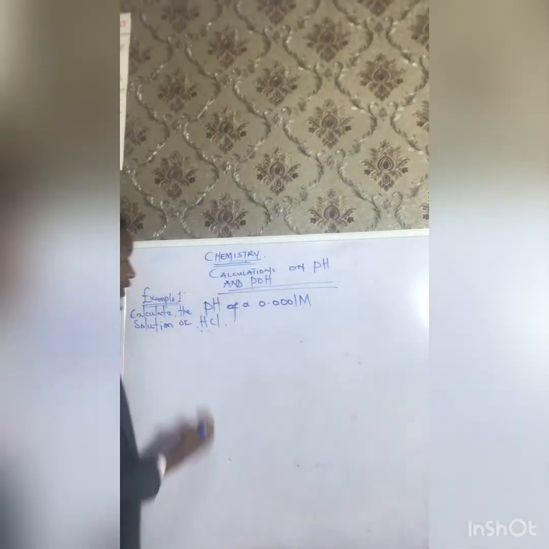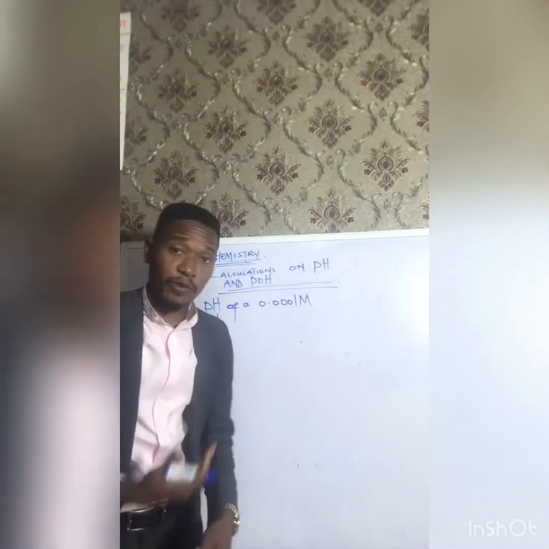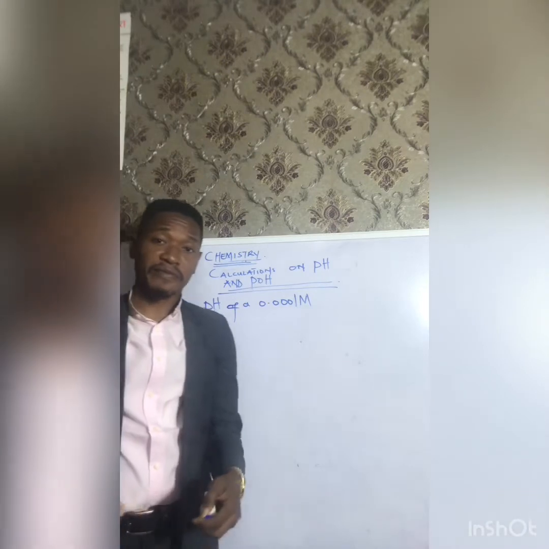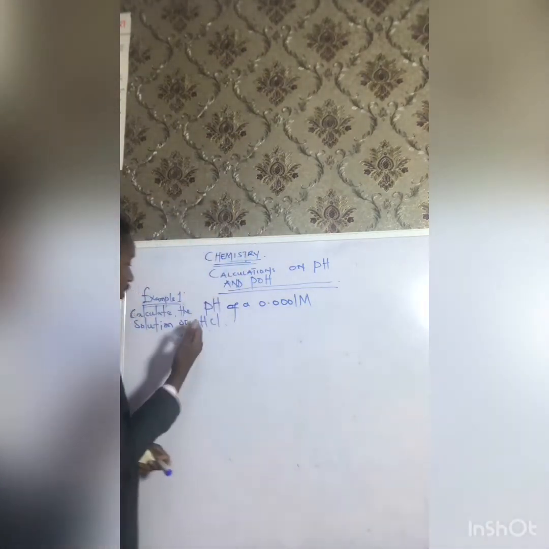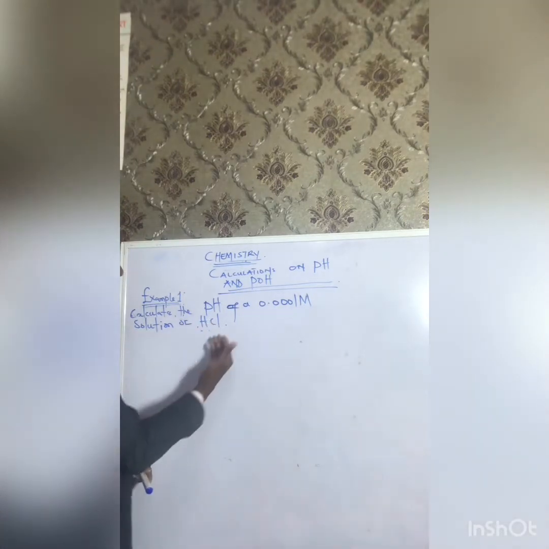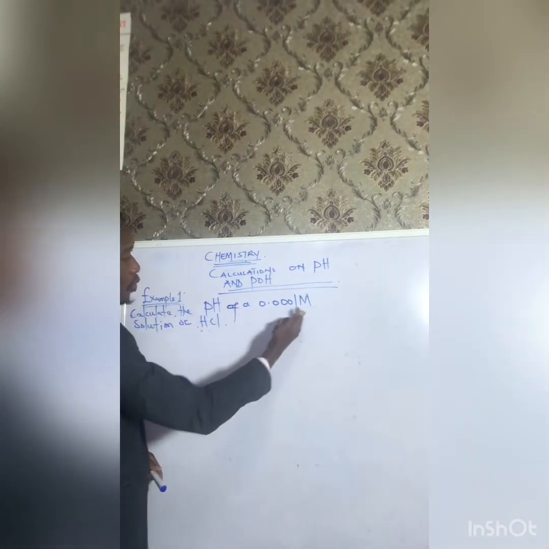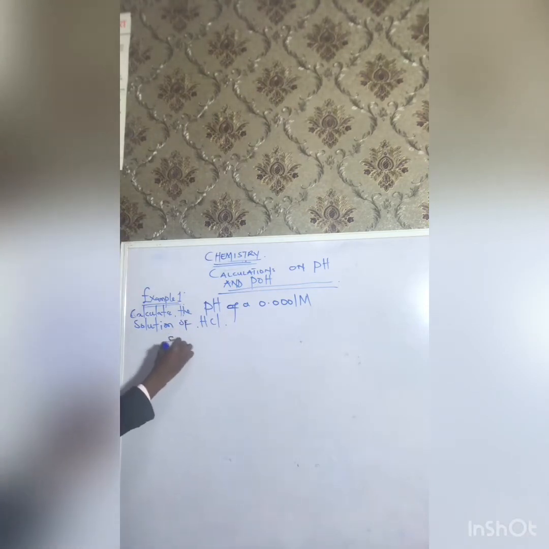So as you can see on the board right now, we're going to solve some examples involving pH and pOH. So we start with pH. Now this question states: calculate the pH of a 0.0001 molar solution of HCl. Now how do we go about this? Let's look at it together. Solution.